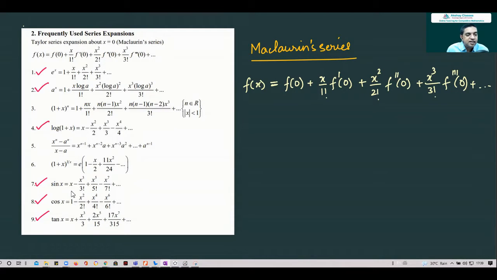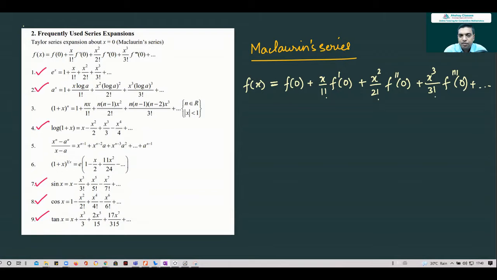So sin x is x minus x cube by 3 factorial plus x power 5 by 5 factorial minus x power 7 by 7 factorial. There's a pattern. You see that. Alternate positive and negative signs, and the powers go as 1, 3, 5, 7, and denominators go 1 factorial, 3 factorial, 5 factorial, 7 factorial. With cos, it begins with 1 and it goes into even powers by even factorials. So this is what you get.